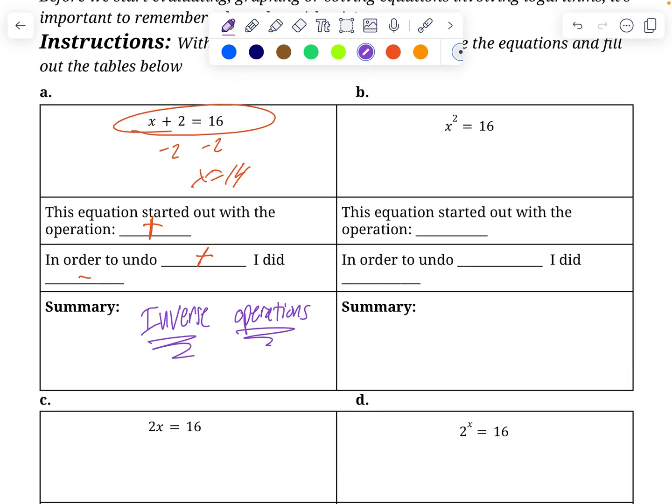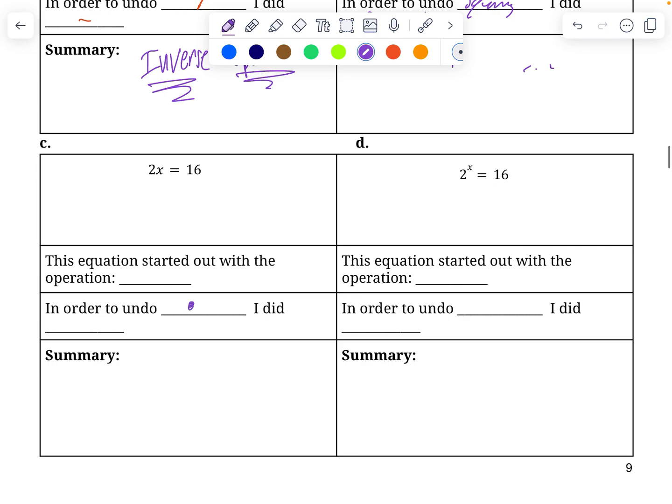For B here, you should have said it started out with squaring. In order to undo squaring, you did square rooting. Why? Because they're inverse operations. You square root both sides, and you get x equals plus or minus 4. This one started out with multiplication. In order to undo multiplication, you do division. Multiplication and division are inverse operations.